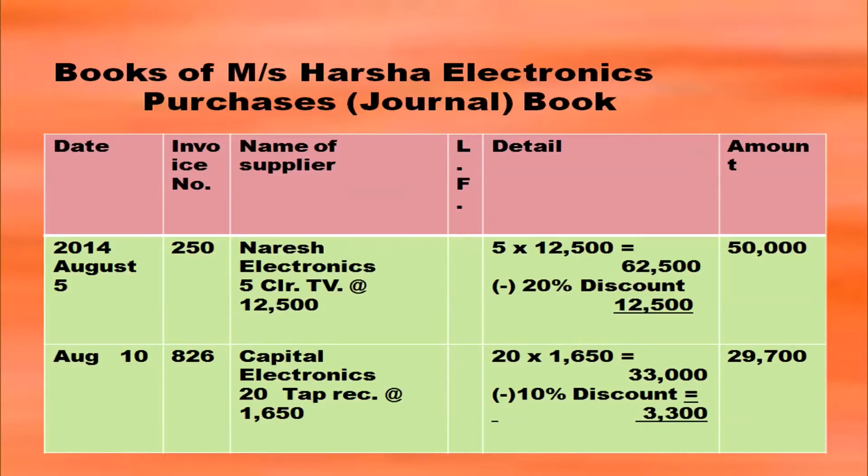Then next date, August 10th. Invoice number 826. Name of the supplier, Capital Electronics. 20 tape recorders at rupees 1,650 will be written in the name of the supplier column itself. Then its calculation in the details column, 20 into 1,650, amount came to 33,000. Trade discount of 10%, so deduct 10% of 33,000, it will come to 3,300. 33,000 minus 3,300, it will come to 29,700.